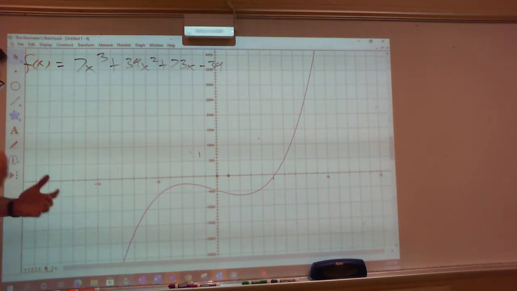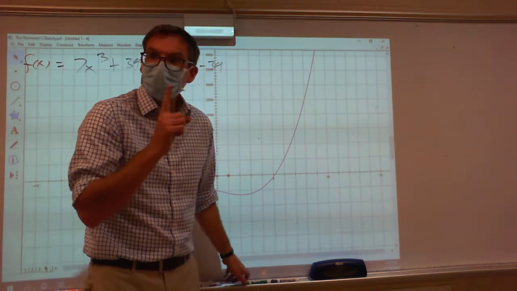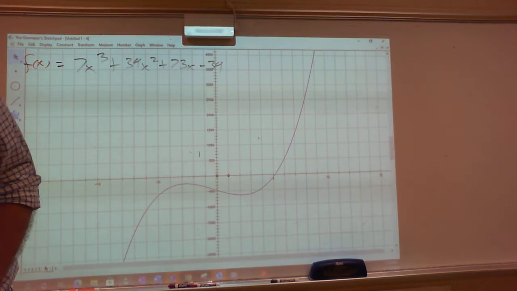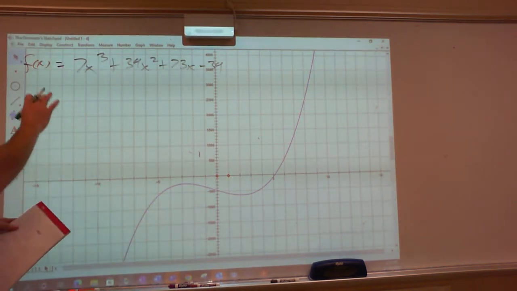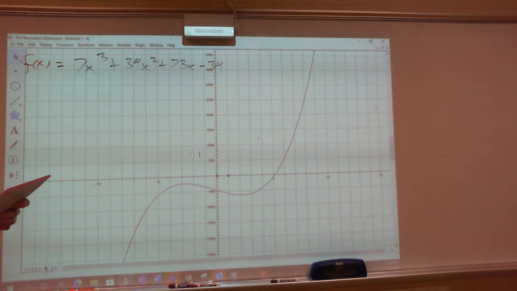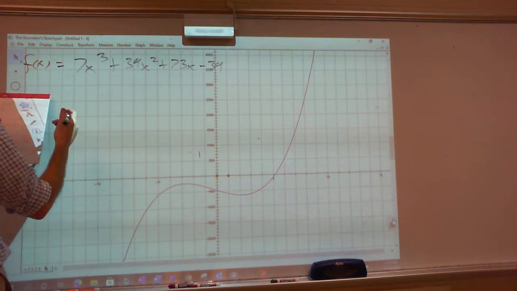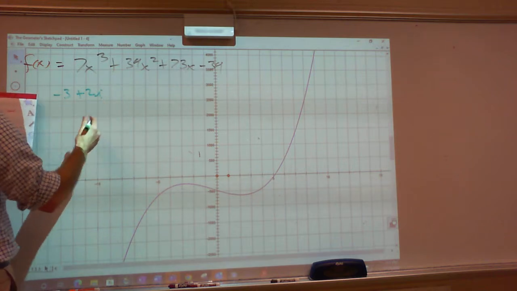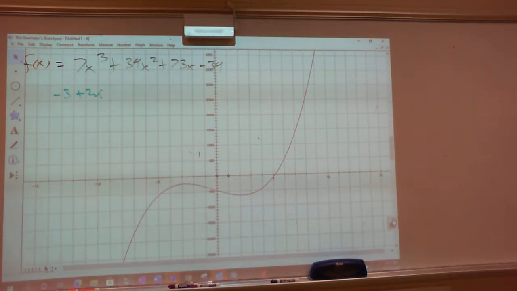Okay. So what I'm actually going to do is give you a hint. The hint is, we know there are 3 zeros, and our job is to find the 3 zeros. I'm going to tell you that -3 plus 2i is a zero. Even with the graph, we're not doing so hot, right? But I'm going to tell you that -3 plus 2i is a zero.